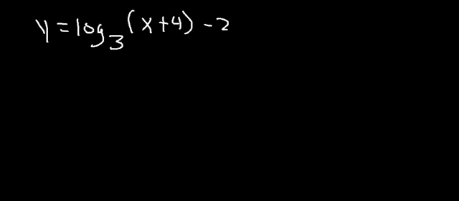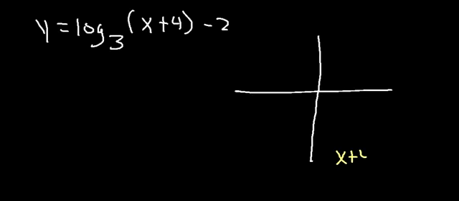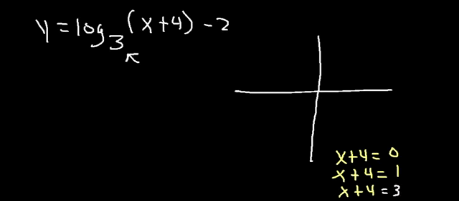Let's try another example dealing with logs. Let's say we have log base 3 of x plus 4, minus 2. So x plus 4, we're going to set it equal to 3 numbers. 0, which is going to be the vertical asymptote. We're going to set it equal to 1. And we're going to set it equal to whatever the base is, in this case 3. So the vertical asymptote is x is equal to -4. That's our VA. And our first point is at -3, and our second point is 3 minus 4, that's -1.